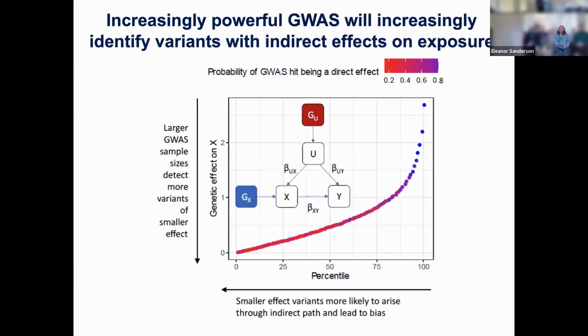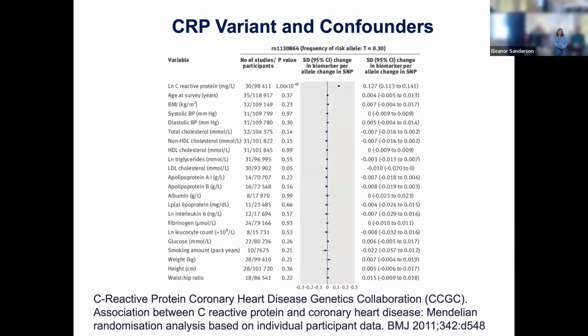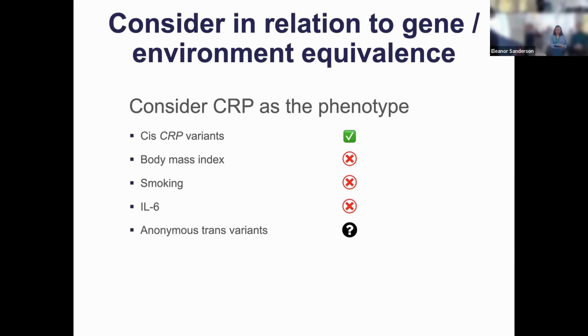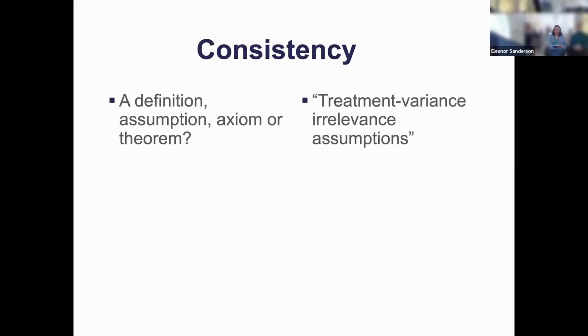So it's completely implausible. And the larger and larger gene masses mean that you get more and more genetic variants that relate to a phenotype because of higher order processes. We saw that beautiful pattern with CRP when you're just looking at a cis variant in CRP, not related to confounders. If you now look at the genetic score for CRP based on genome-wide significant variants, they are related to confounders, because BMI influences CRP, so all your BMI variants relate to that. Smoking influences CRP, so you just pick up these higher order factors. So to consider CRP as a phenotype, cis CRP variants would obviously have equivalence, but so would BMI related variants, smoking related variants, IL-6 related variants, etc. And probably an anonymous trans variant wouldn't.